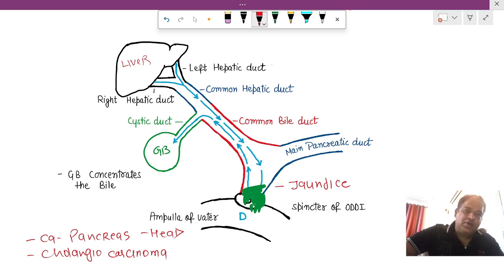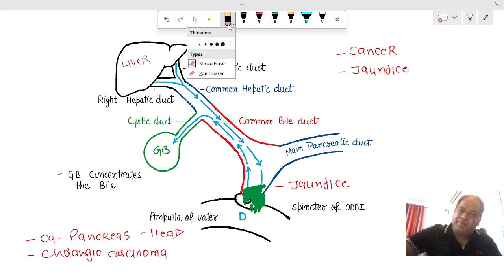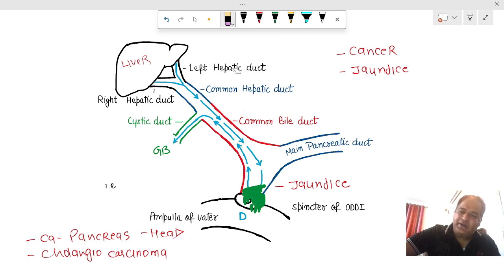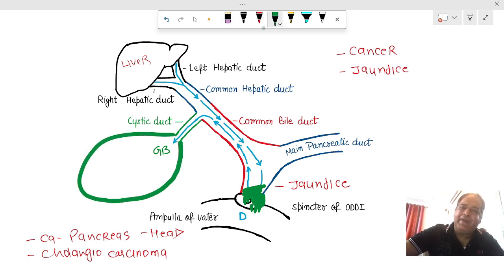First thing first, your patient has a cancer, a malignancy. Second, your patient has jaundice, right? Because the bile is not flowing properly. Okay. Then, where will the bile go? Bile will enter the gallbladder, and this gallbladder will become massively big. This gallbladder will become so big that it will be palpable by the surgeon. It will be palpable by the examiner.